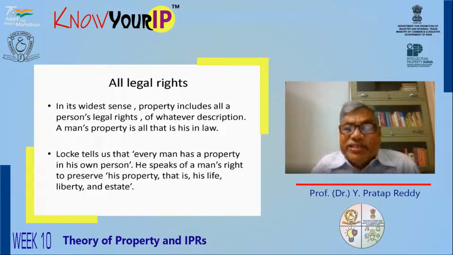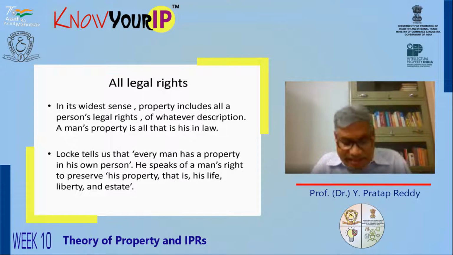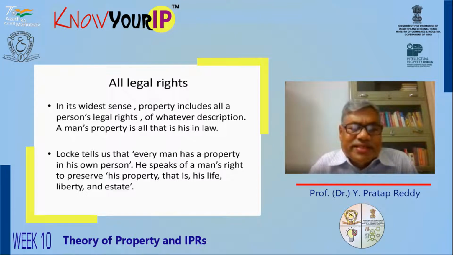All legal rights. In its widest sense, property includes all a person's legal rights of whatever description. That is what we discussed. A man's property is all that is his in law. This is the view of John Locke in his Leviathan. So every man has a property in his own person. He speaks of man's right to preserve his property, that is, his life, liberty, and estate.